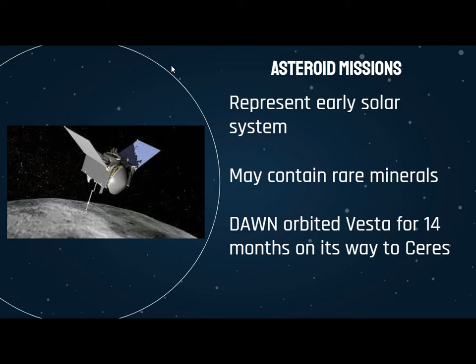Why are we interested in asteroids? Why have we sent satellites and stuff up to check out asteroids? Because they can represent the early solar system. These are very old, very basic rocks. Also, we believe that some of the bigger ones may contain some very rare materials that could be useful. So there are actually companies who are wanting to mine some of the asteroids.